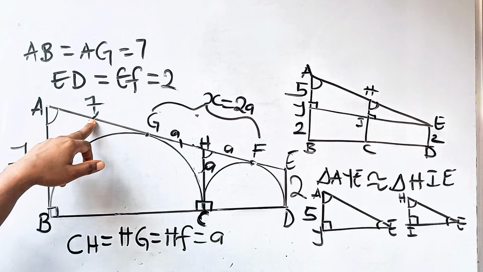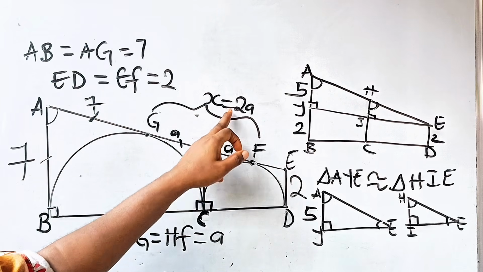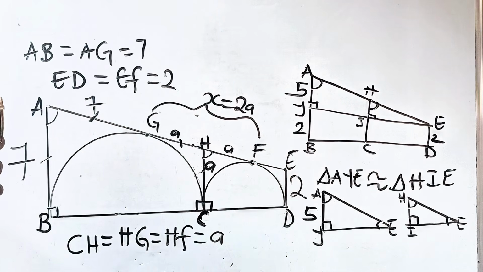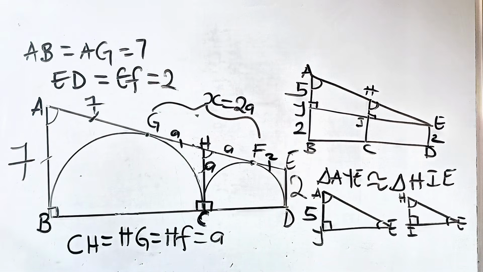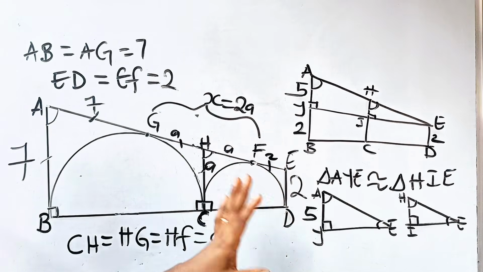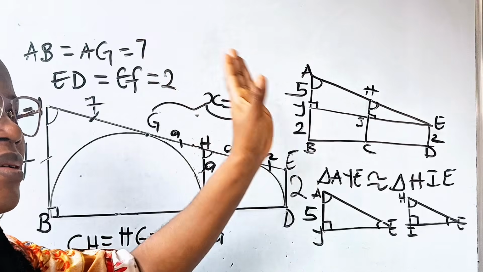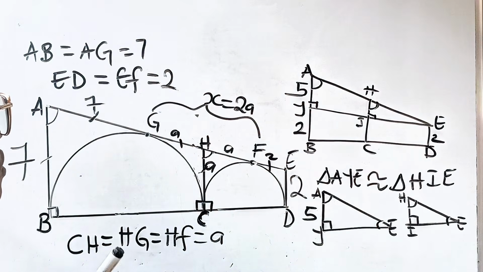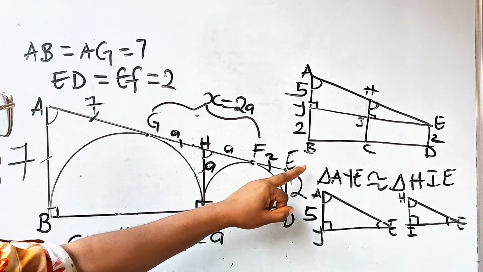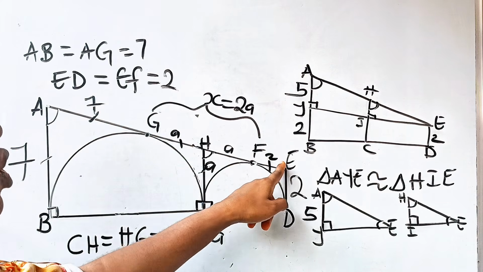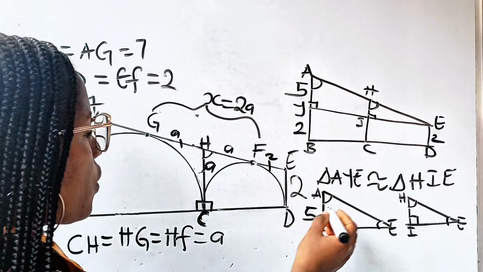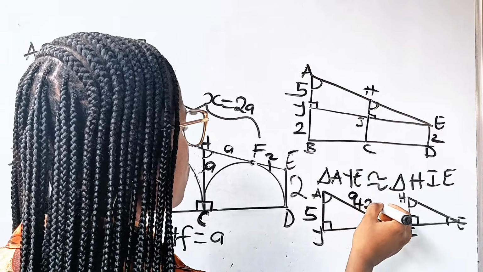From here to here is 7. From here to here is 2A. And from here to here is 2. I didn't write that, right? It's 2 because of the two tangent theorem, right? So that means the whole of AE will be 7 plus 2A plus 2, which is 9 plus 2A. So here is 9 plus 2A.